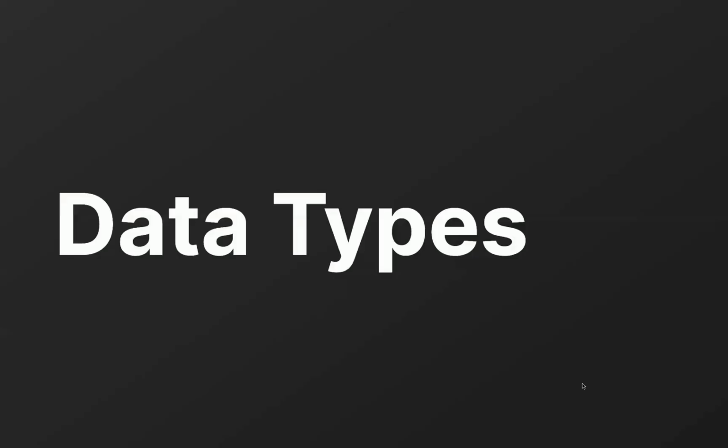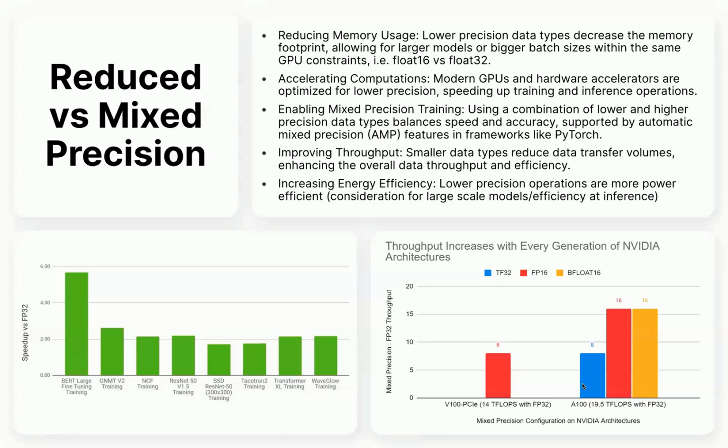So I'm going to talk about another way to potentially optimize your models: data types. Data types are a way to easily reduce your training time and your memory overhead. You can reduce your memory usage by using lower precision data types, which decrease the memory footprint. This would allow for larger models or bigger batch sizes within the same GPU. For example, instead of using float32, you can use float16, or you could use bfloat16.